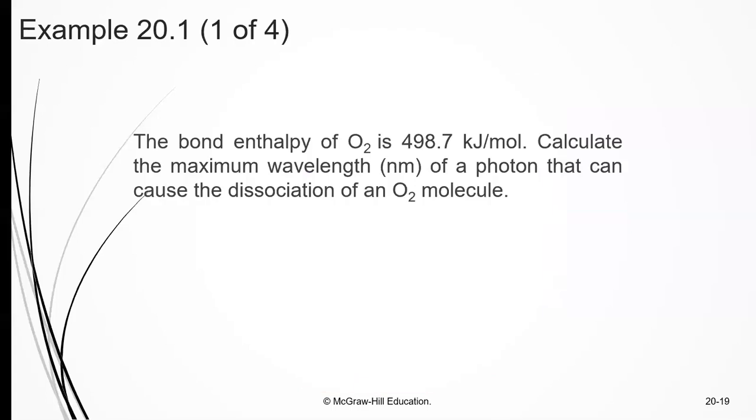An example of this would be one in your book in chapter 20, right? What I would like you to do is calculate the maximum wavelength of a photon that can dissociate an O2 molecule. Now, if you look on your equation sheet, you do have your atomic structure, which has the energy of a photon, so you can use that as well.